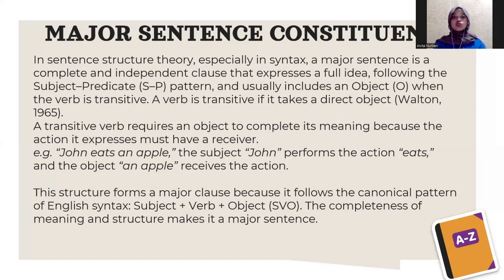A major sentence usually follows the typical English structure of subject, verb, and object, which shows a full and clear idea. A sentence with a transitive verb tends to be called a major sentence because it expresses a complete thought or idea. A transitive verb requires an object to complete its meaning because the action it expresses must have a receiver. In the sentence "John eats an apple," the subject is John, who performs the action eats, and the object is an apple that receives the action.